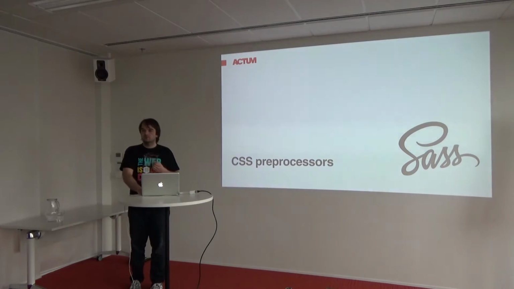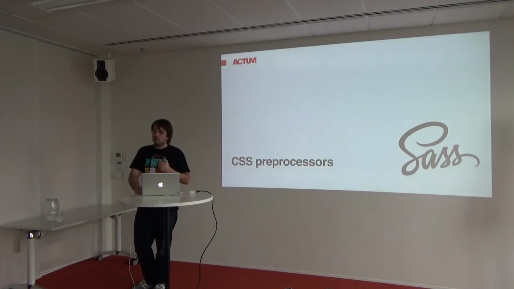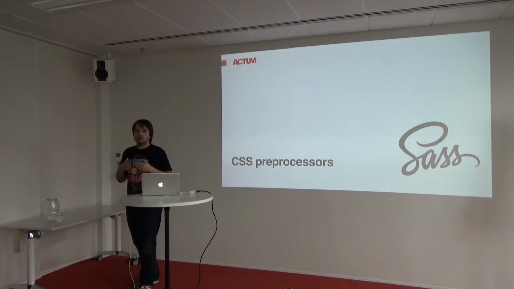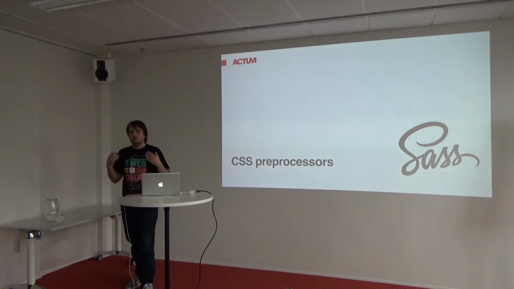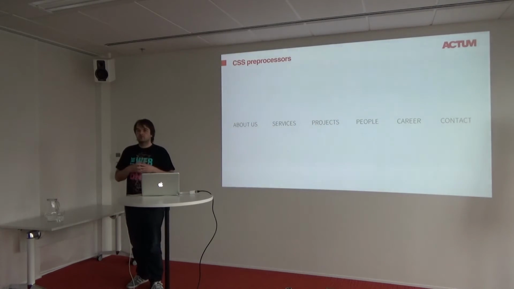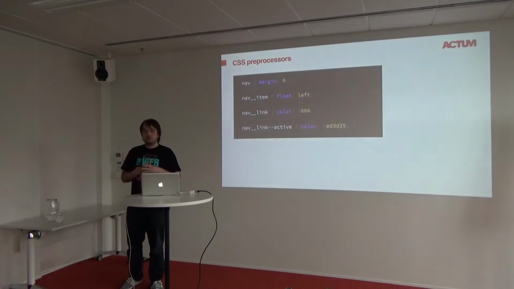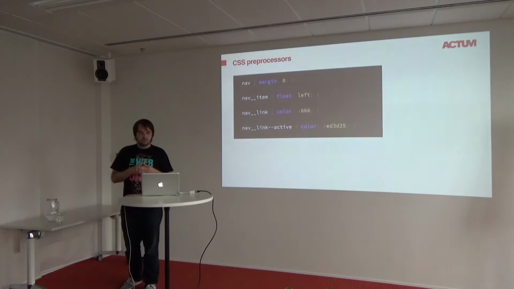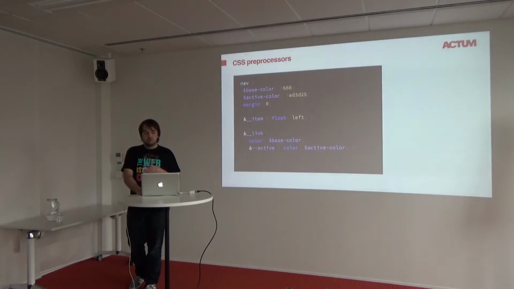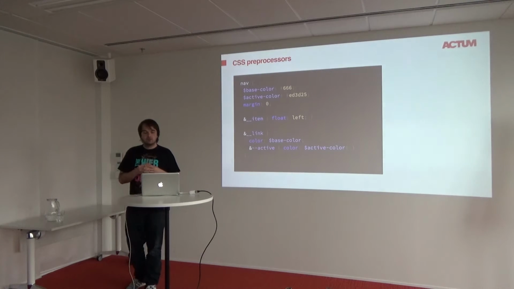Now, CSS preprocessors. I'm sure you know them. We use SASS in ACTUM, so I will cover this one. They are crucial for front-end development because they give us missing pieces in CSS, missing features. Again, our example of ACTUM web navigation, it's BEMish CSS, and it can be improved with the help of SASS, like this.